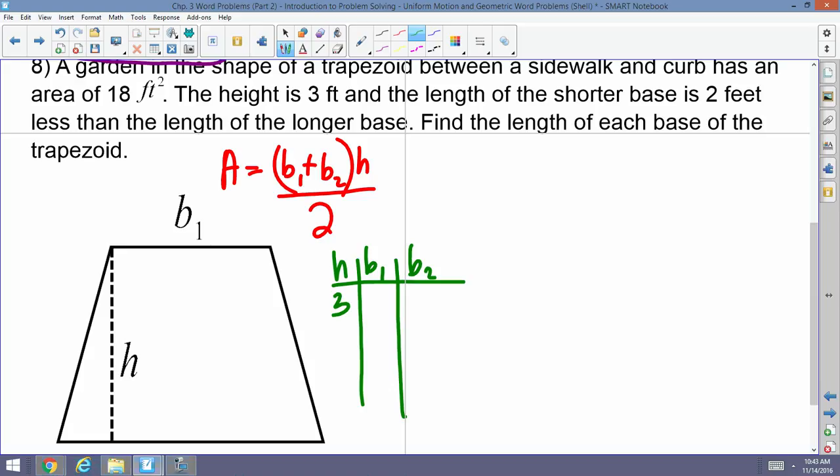So what do you know nothing about? Let's just call the longer base base 2. So that's x. So what would base 1 be? The length of the shorter base is 2 feet less than the length of the longer. Yep, so x minus 2. Does that make sense?